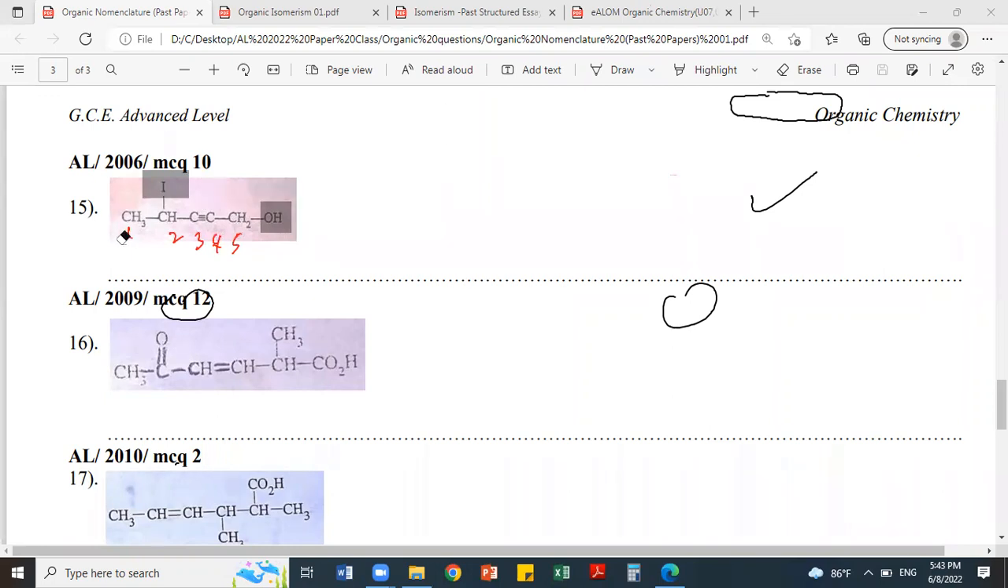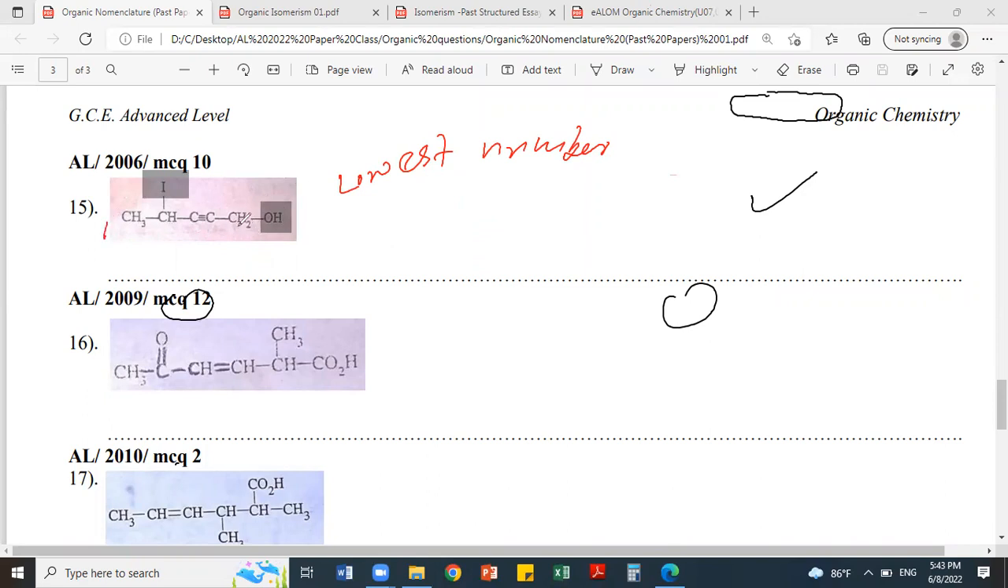the way you want. You have to number this chain giving the lowest number to the functional group. So what is the functional group? OH group. You have to start numbering from OH side, not from left corner. You have to start from the right corner.